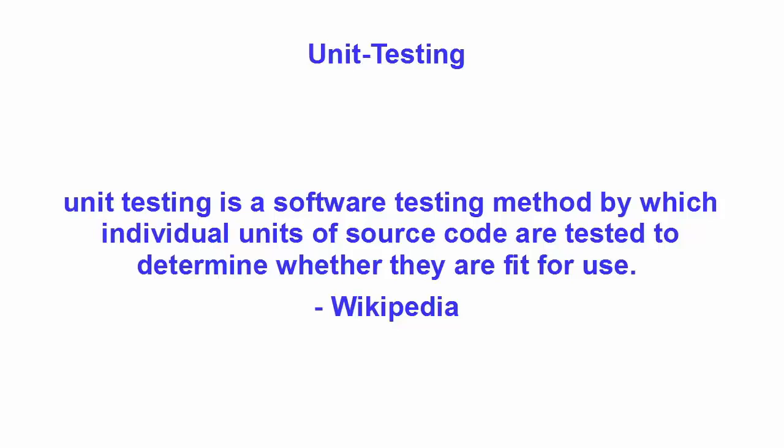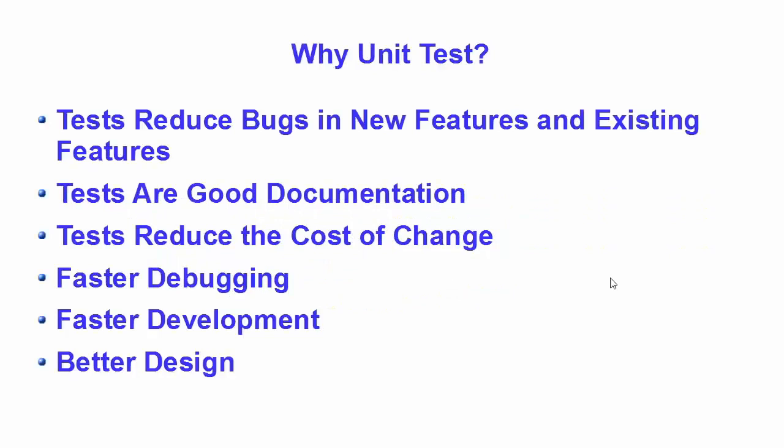So in unit testing, we perform the lowest level of testing, that is, individual units of software are tested. That means units like functions, subroutines and classes are tested to verify if they are giving the desired result or not. Now let's discuss why we should unit test our code.